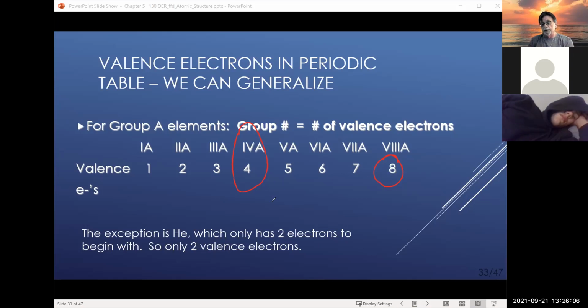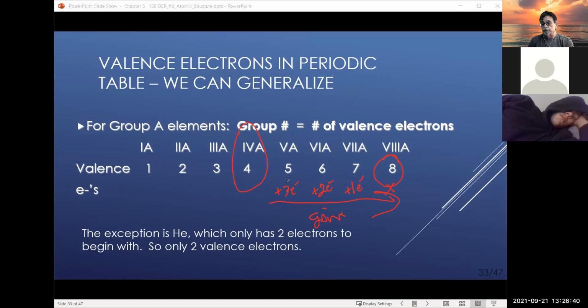After that, when we go in this direction, for the nonmetals, they're going to gain electrons, because by gaining electrons, they're going to fill up that magical eight. And so group five will pick up three electrons. Group six will pick up two electrons. Group seven will pick up how many? One electron. Okay, and group eight, not going to pick up anything. Remember, in noble gases, nothing happens there.